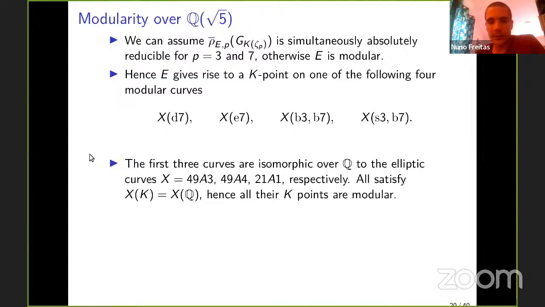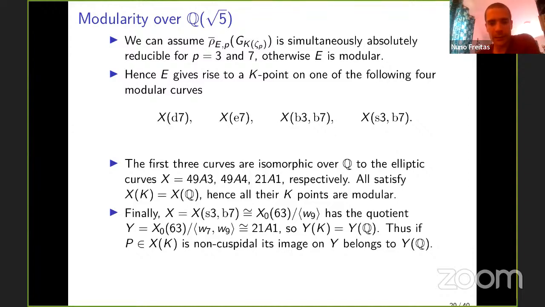And it happens that the first 3 curves are isomorphic over Q to the elliptic curves 49A3, 49A4, and 21A1. All of them satisfy that the K points are equal to the rational points, and so all the K points are modular.